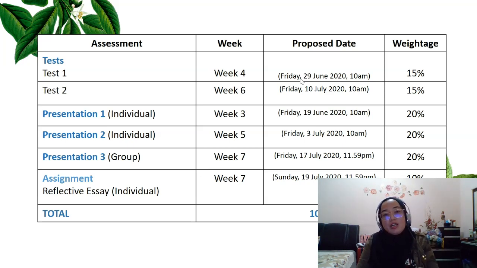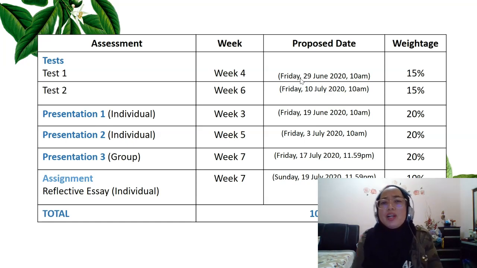The second presentation will be in week 5. Because this will be the second presentation, it will be slightly harder, in that you have 3 to 5 minutes to talk about either you want to inform people or you want to persuade people. Okay, and lastly would be a group presentation.